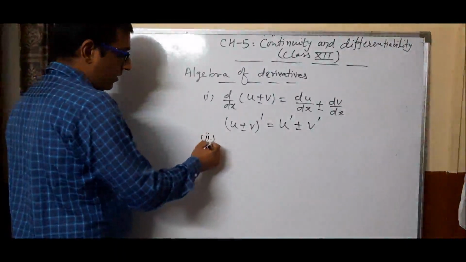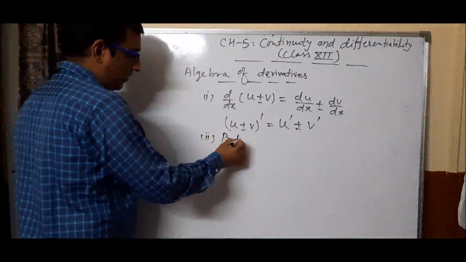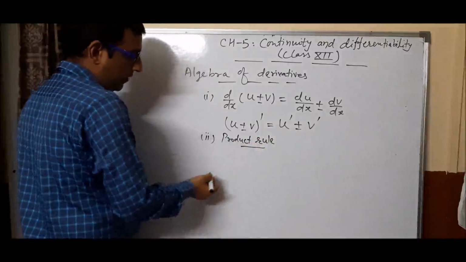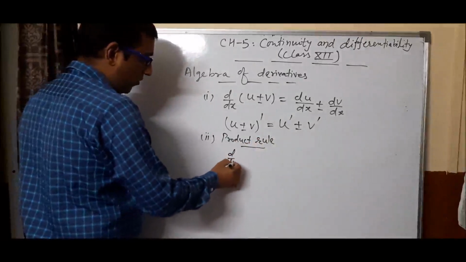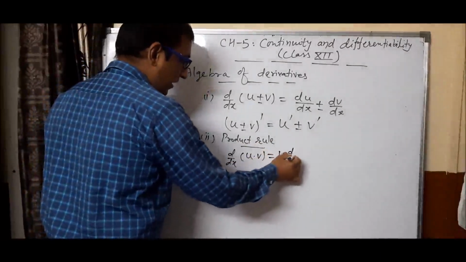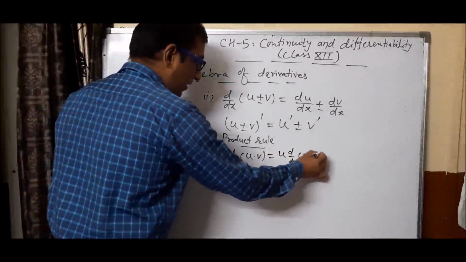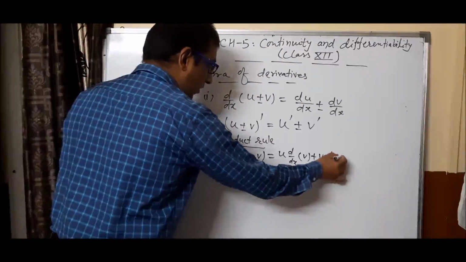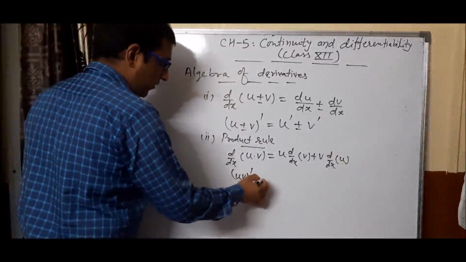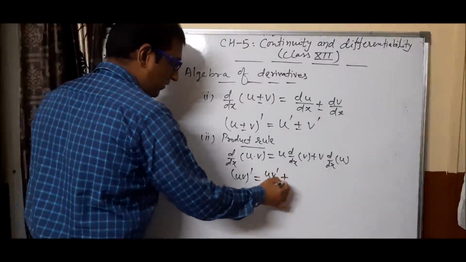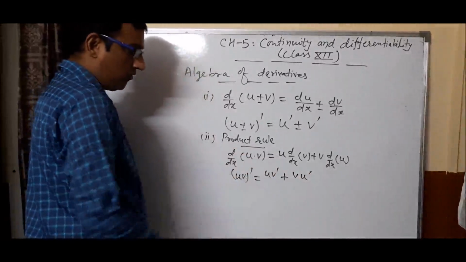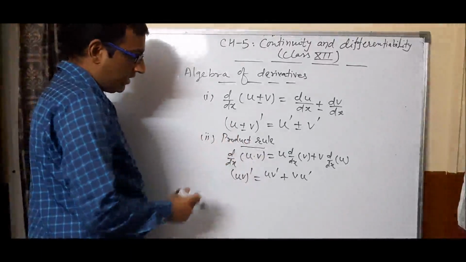If we continue with the next point, that is the product rule, under product rule we will write d/dx of (u into v), and it can be written as u as it is, d/dx of v, plus v as it is, d/dx of u. So we can say (uv) whole dash equals u v dash plus v u dash. This is also known as first into second function in differentiation.